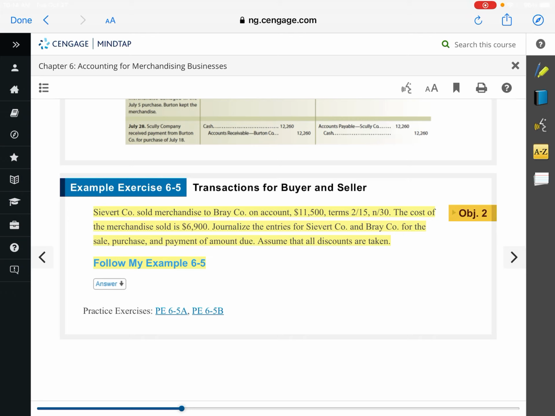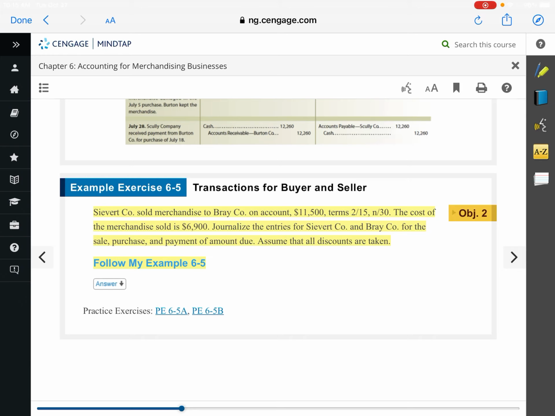So whenever we get ready to pay it off, we're going to debit accounts payable, because we're getting rid of this liability, we're paying it off. And how would we pay that off? With cash, right? That's the only way that the buyer is going to say that our transaction is complete. All right, so for the buyer, they go and they purchase the goods, and then 15 days later, they go and pay it off. All right, so let's look at the seller.